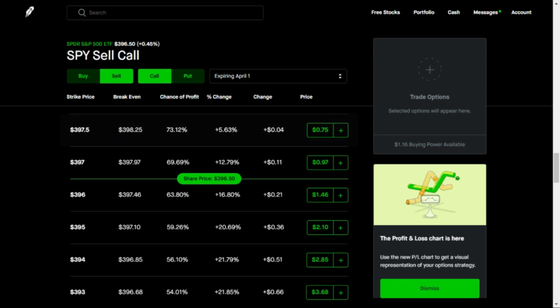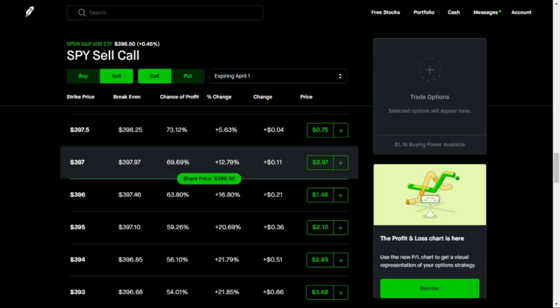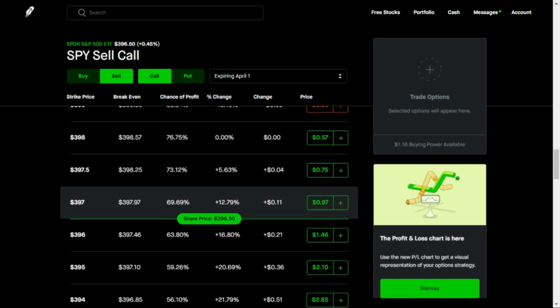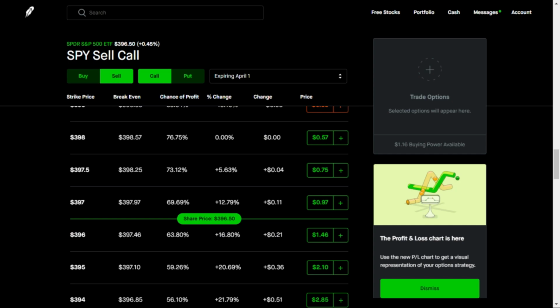So this would be considered a covered call. This would be an individual that owns 100 shares of the SPY and they want to make the premium. So remember, we said there's a buyer and a seller. The seller is the one who's collecting the premium. If you want to be the person that's selling these options contracts, you're going to want to sell a call.